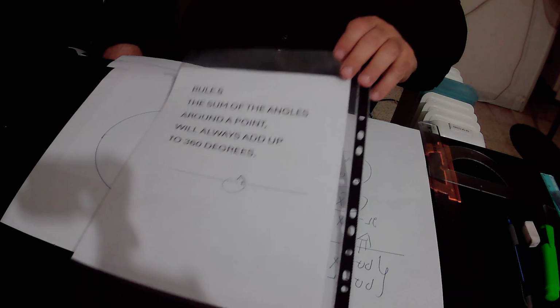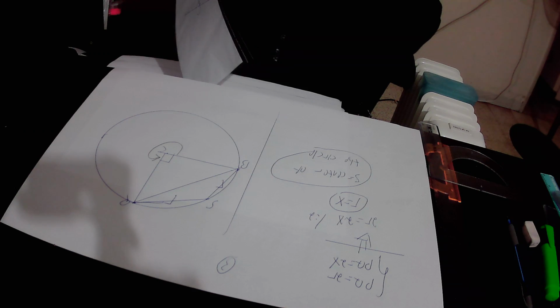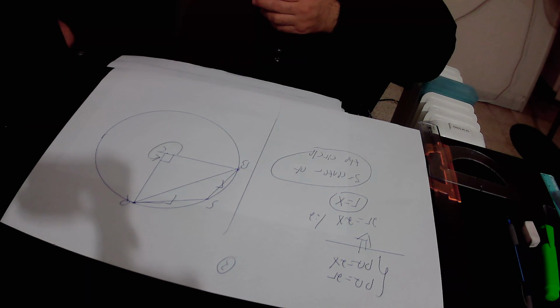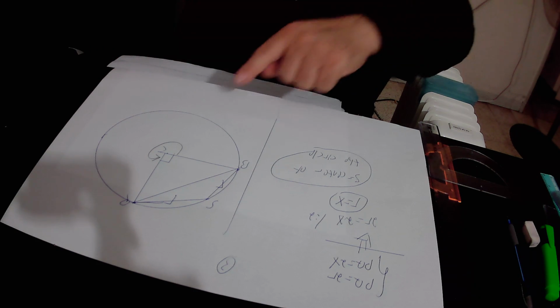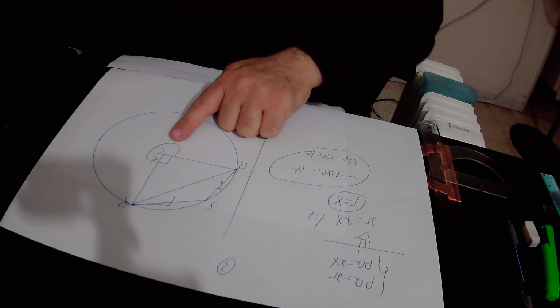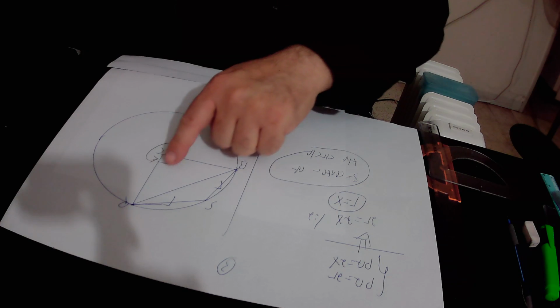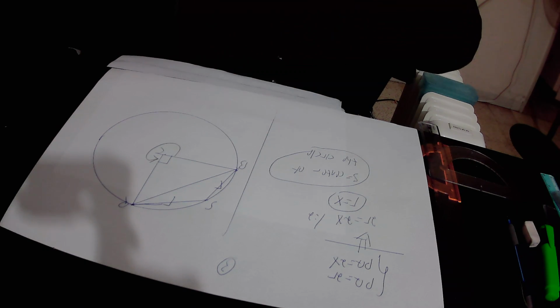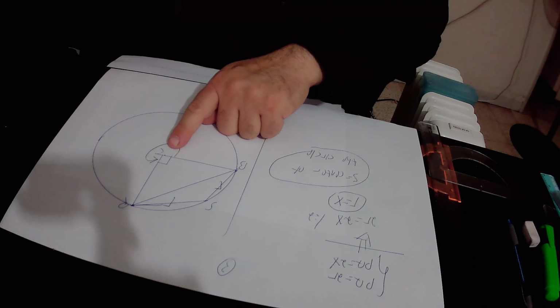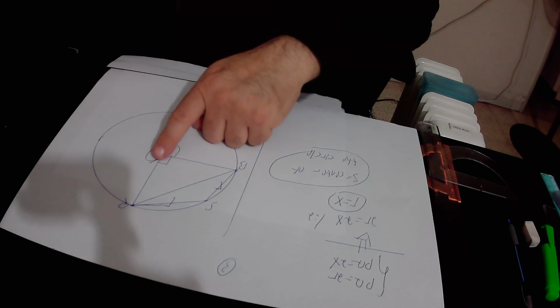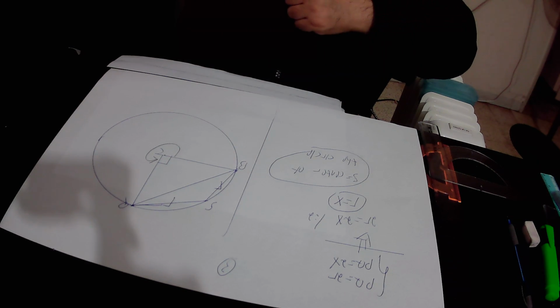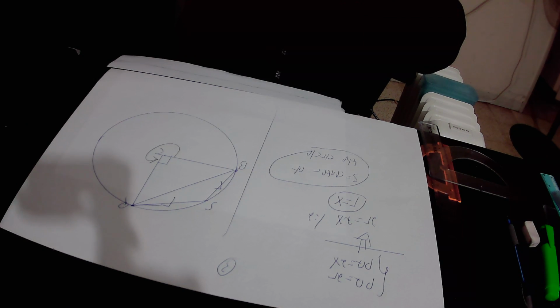So we can actually implement rule number 6 in our drawing. Why? Because in our drawing, if you focus on point C, the sum of the angles around point C must be equal to 360 degrees according to rule number 6. So which angles do we have around point C? We have this angle that is equal to 90 degrees plus the missing angle. In total, they must be equal to 360 degrees according to rule number 6.